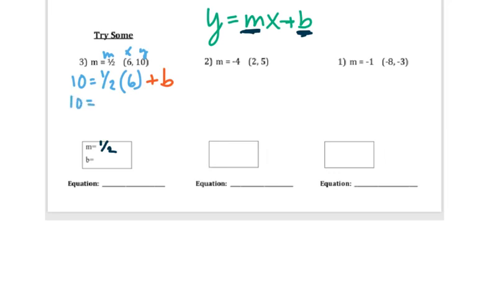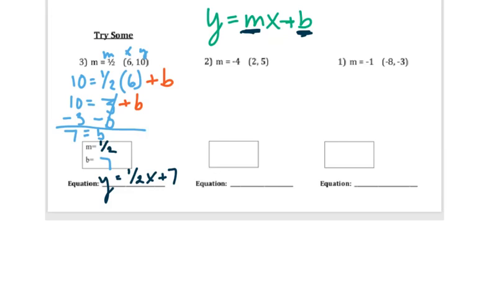10 equals half of 6 is 3 plus b. Last step, get b by itself by moving the 3 to the other side. 10 minus 3 is 7. So b equals 7. So the equation of my line is y equals 1/2 x plus 7. So we'll do one more together, and then you'll try a few on your own.